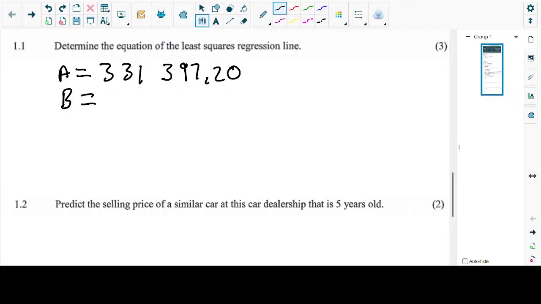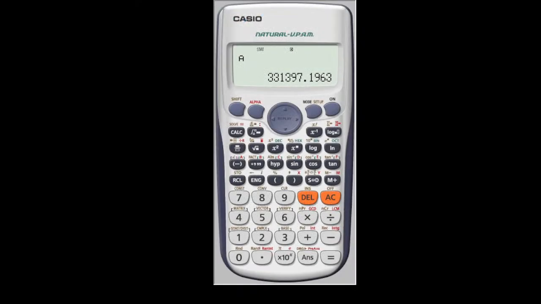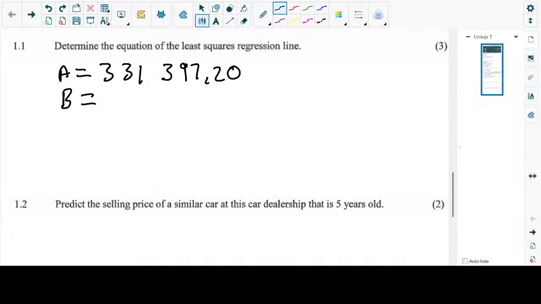So we're going to go back to our calculator. Then we'll have AC, then shift 1, reg. B is equal to negative 22,988,32. It's not negative 22, it's like 22,988, comma 32.